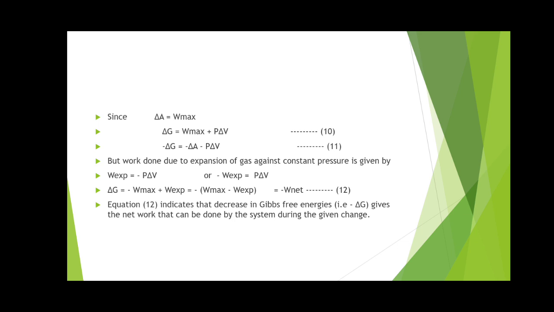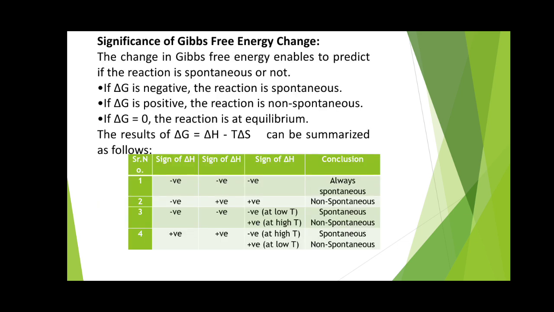Net means total work done by the system, the net work done by that particular system. So equation 12 indicates that the decrease in Gibbs free energy, that is minus delta G, gives the net work that can be done by the system during the given change. So this whole expression is called the Gibbs free energy equation or expression.